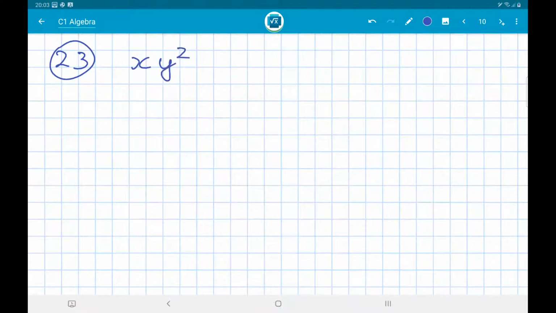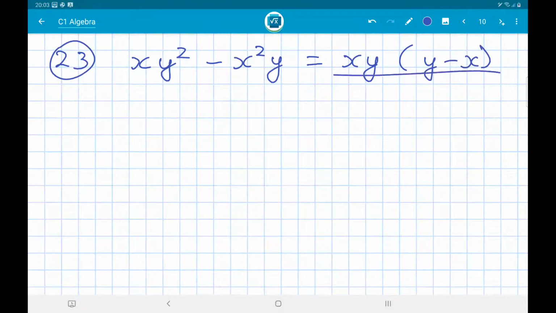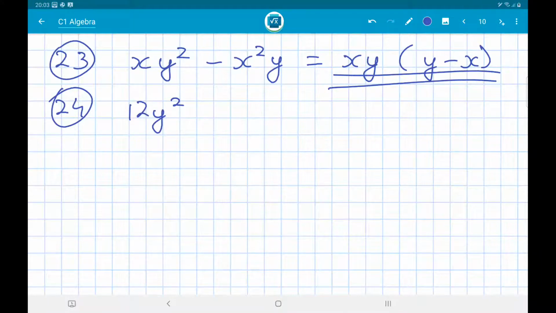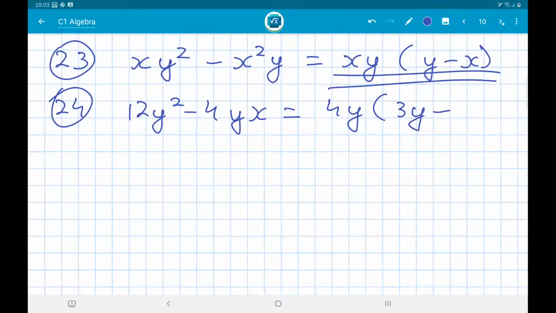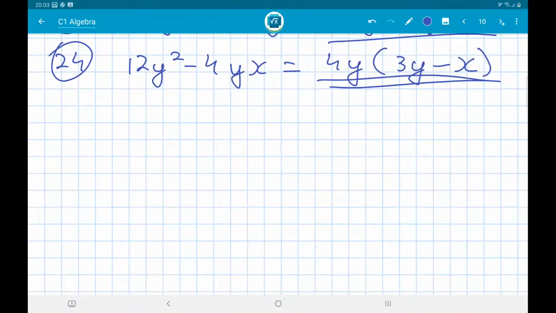xy squared minus x squared y. Yeah, let's take out x and y, both. And we end up with y minus x. Yes, we end up with that. 24. 12y squared minus 4yx is also equal to 4y on the outside, 3y minus x, I believe. Yeah, that's it. Okay, moving on.